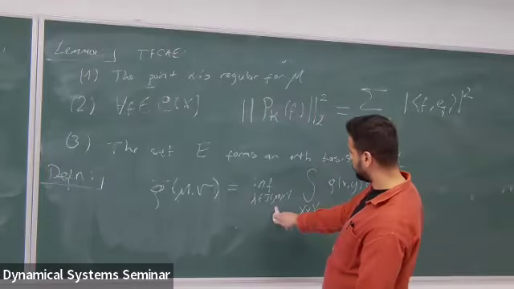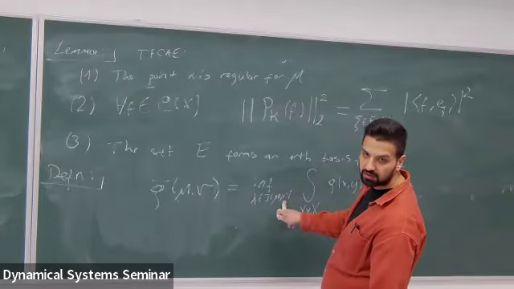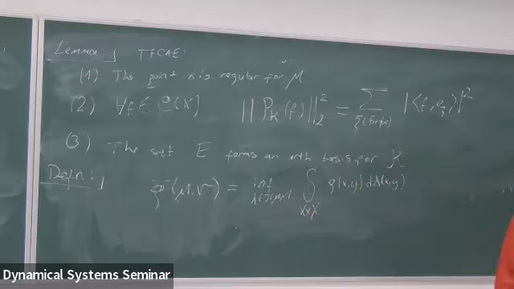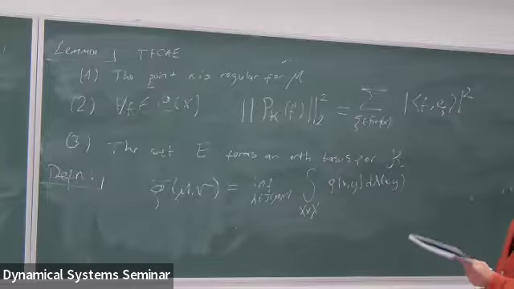Lambda is a joining of the two measures, and a joining is just a T cross T invariant measure. You take the first marginal, you get the first measure, you take the second marginal, and you get the second measure.